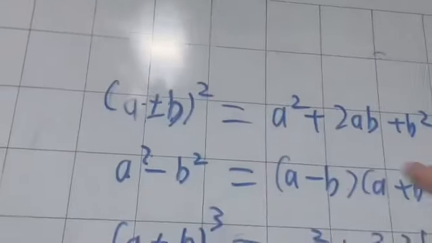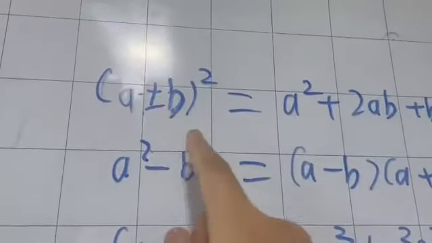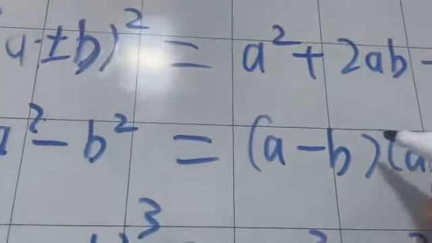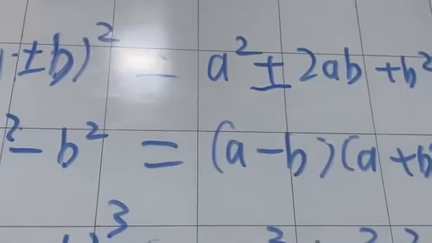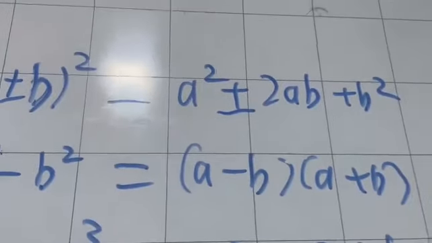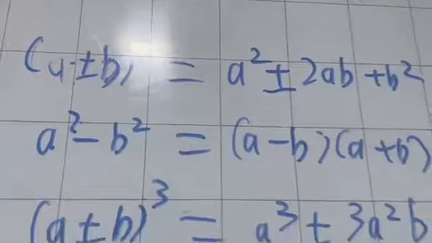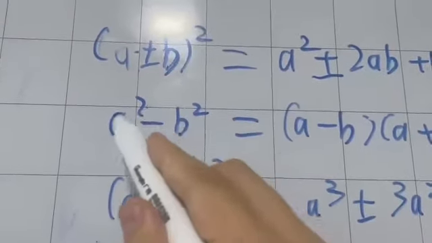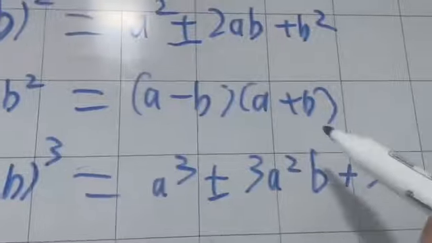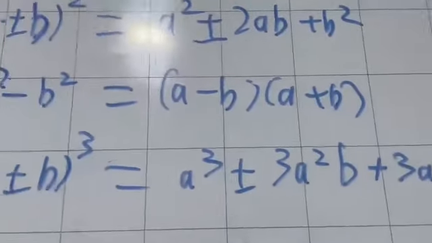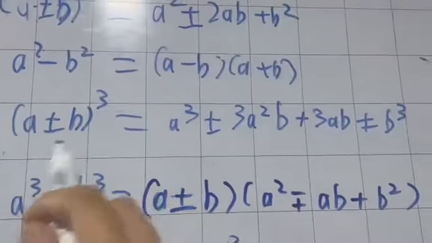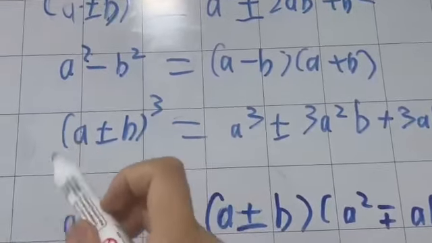So first, of course, the basic: (a plus or minus b) squared is equal to a squared plus or minus 2ab plus b squared. This is the basic formula. And the next one is a squared minus b squared is equal to a minus b times a plus b.